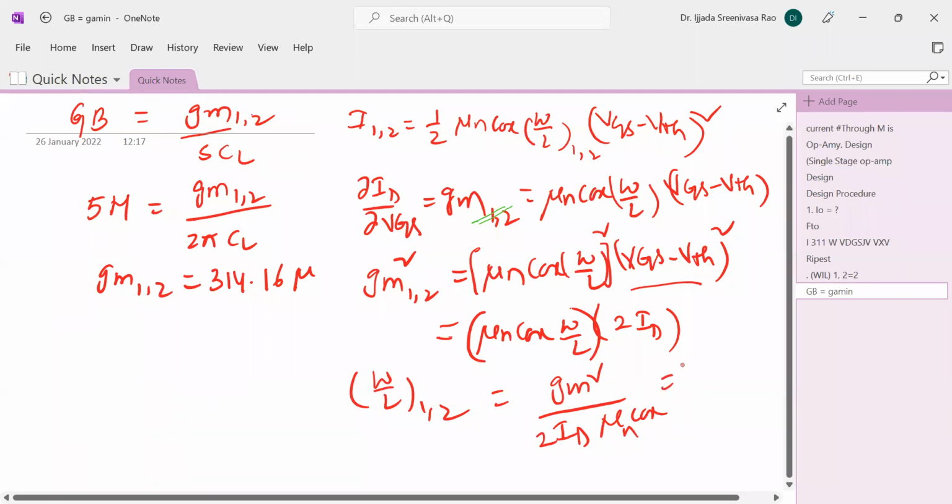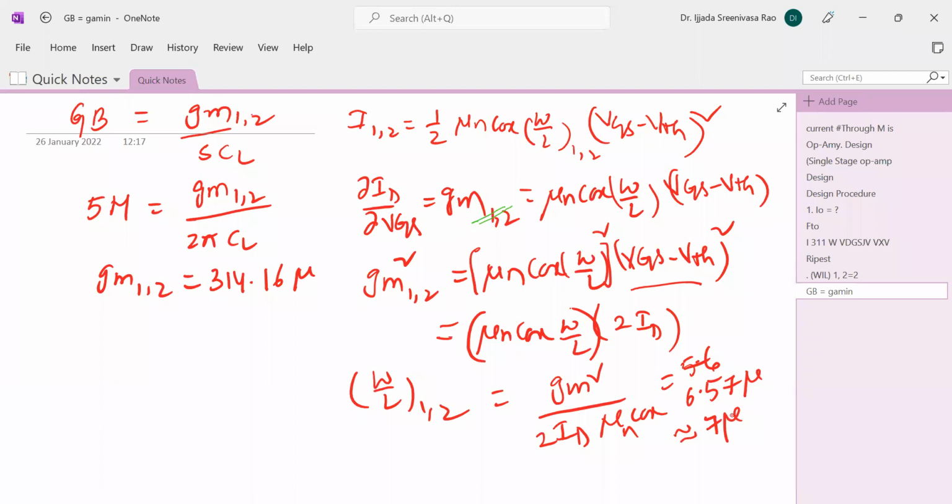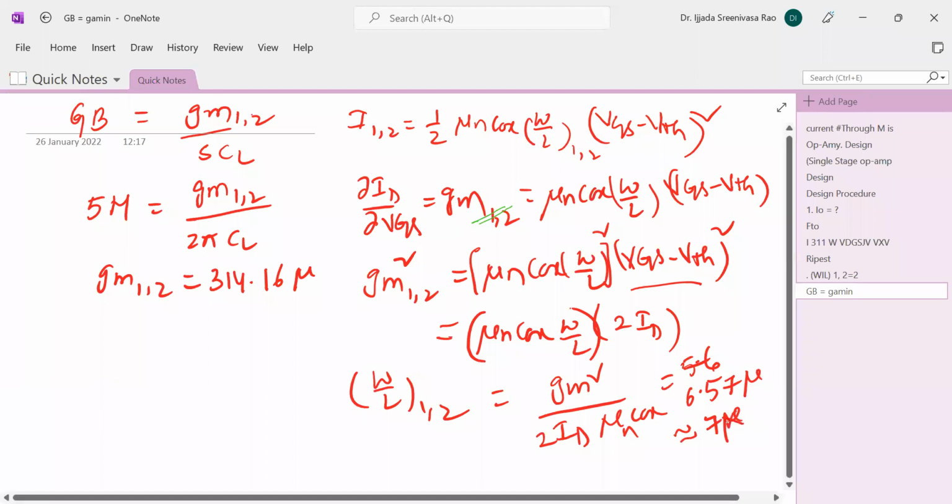So from this you will get 6.57 micron. That is approximately equal to 7 micron, because the W by L ratio should be an integer value. Or 7 you can write, because W and L both are using the same dimension, so only 7. Okay, understand?